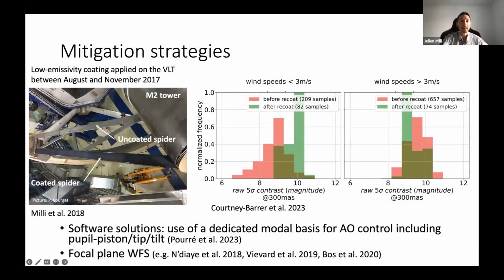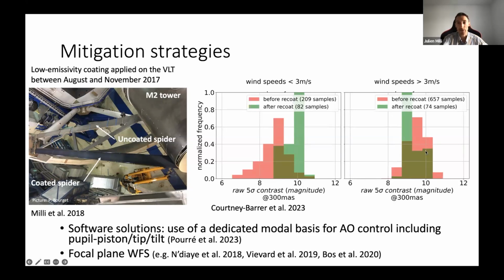How can we mitigate that? We can do that in hardware and apply a low emissivity coating to mitigate this problem at the root. That was done on the VLT. And you can see the effect of this low emissivity coating in the two graphs that I show here. Low wind effect doesn't occur for wind speeds that are larger than 3 meters per second.